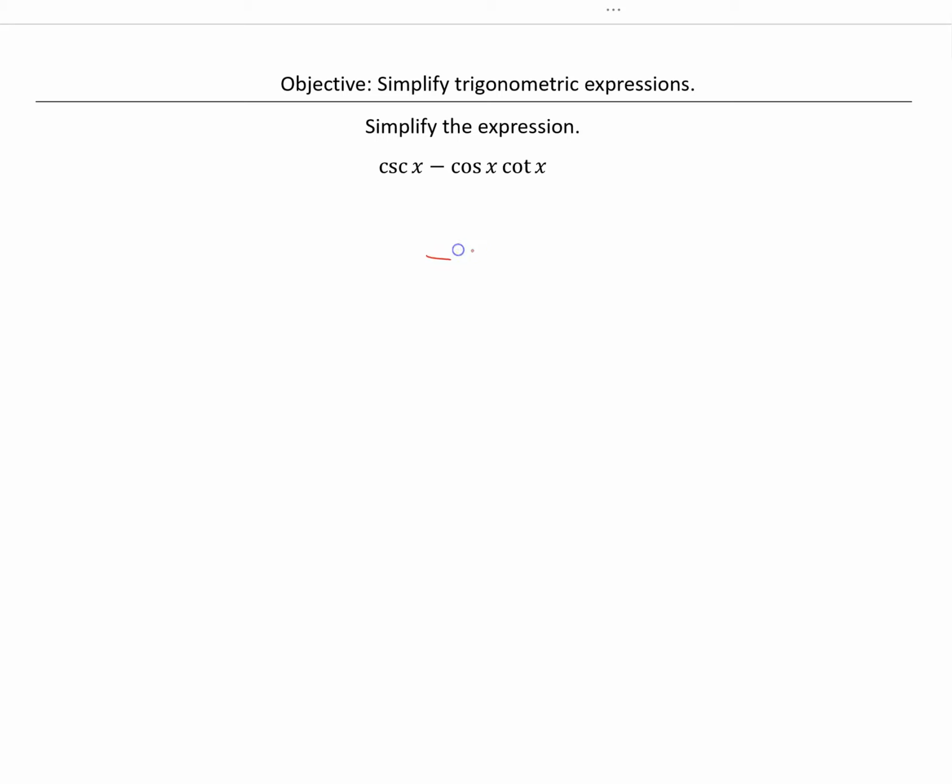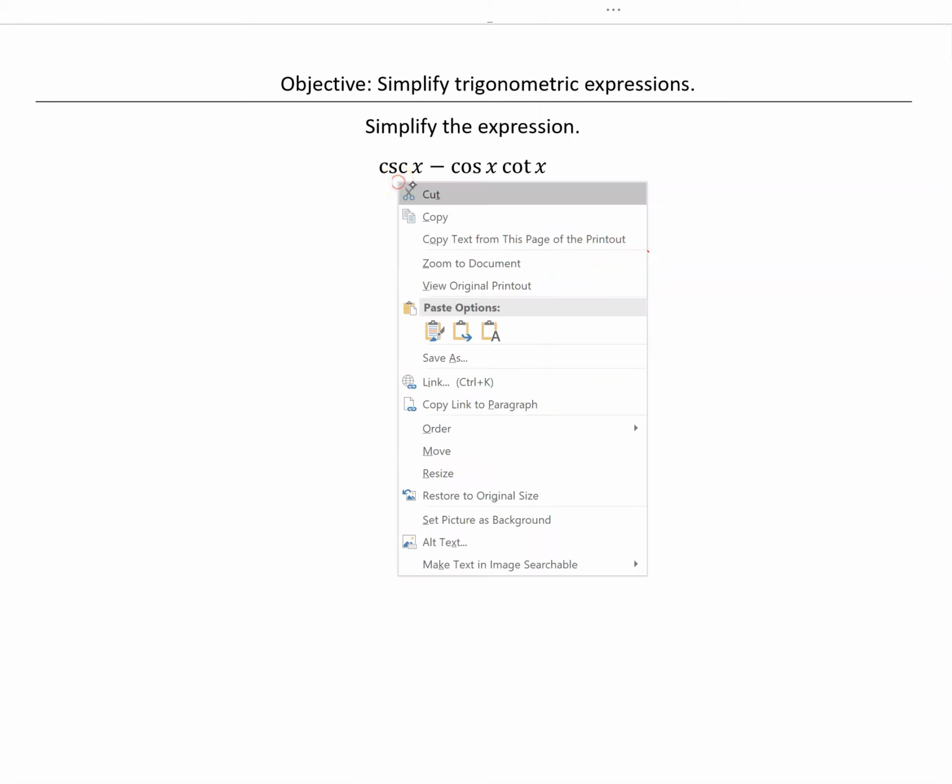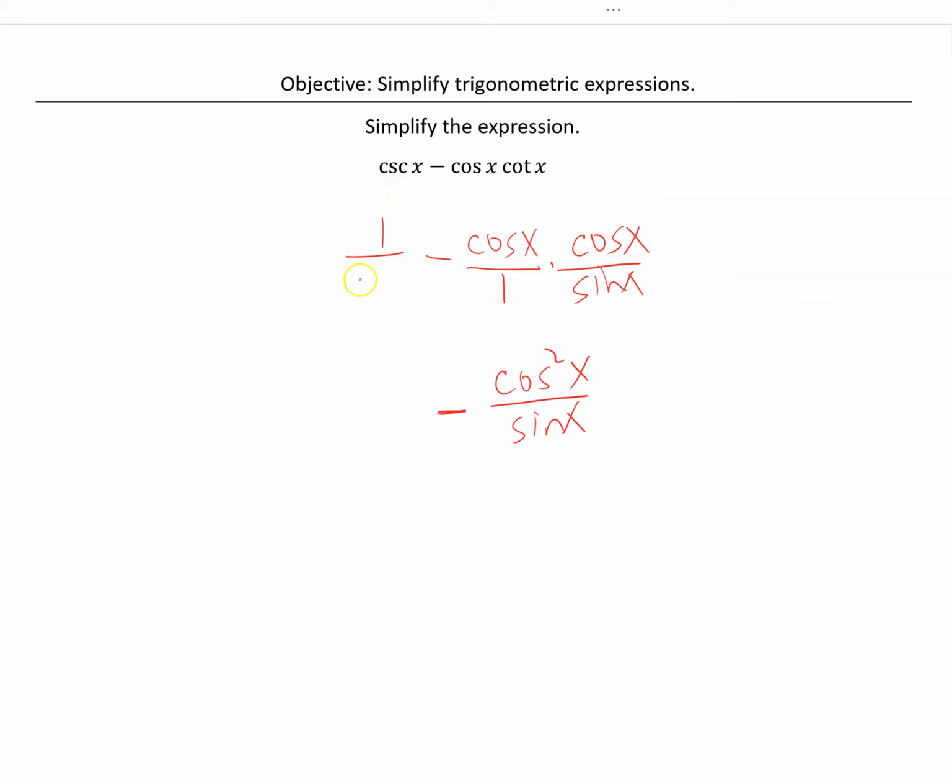But because of this, I'm going to do the second part first. So cotangent is cosine over sine. So this gives me cosine times cosine over sine. So I get cosine squared x over sine x. And cosecant is the reciprocal of sine. So that is 1 over sine x. So that then gives me a common denominator without having to do that ratio of 1 like I had to do in the previous problem. So now I have 1 minus cosine squared x over the common denominator of sine x.